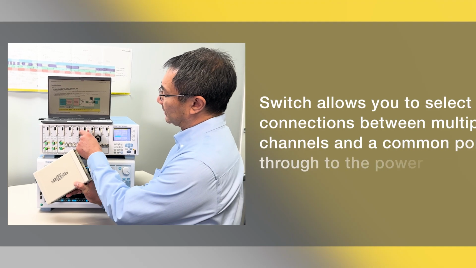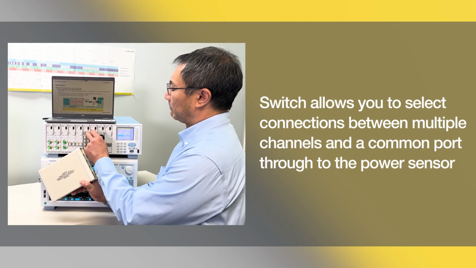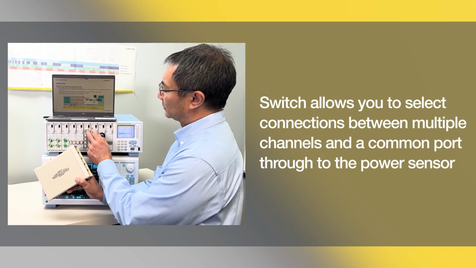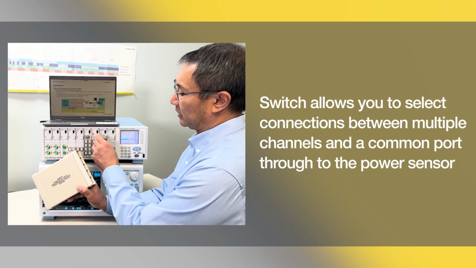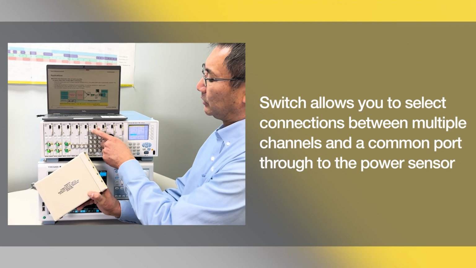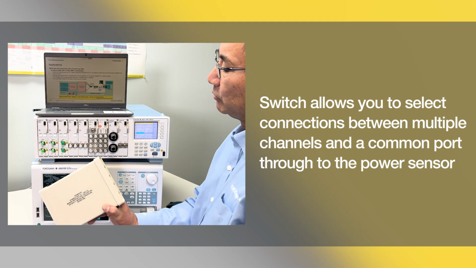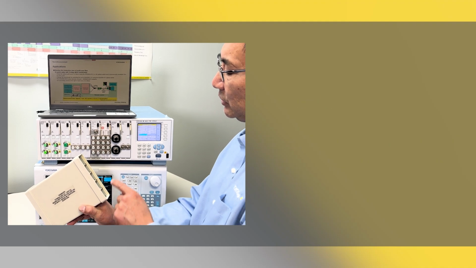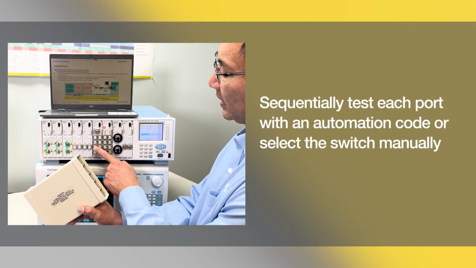So you can easily select the connection between any one of these 4 channels to this common port. It could be an input or output, it's bidirectional. Then you would connect that to the power sensor. So basically you're sequentially testing each one of these 4 ports one at a time.